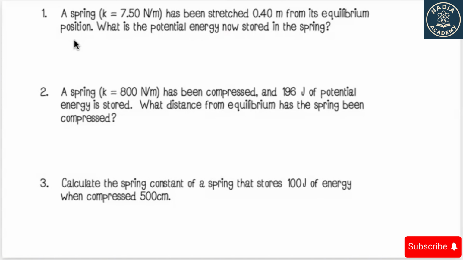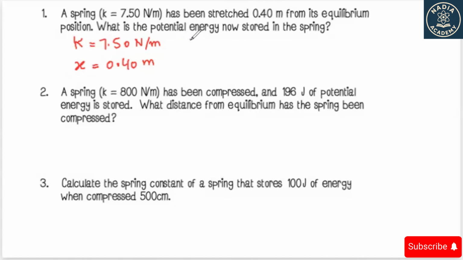So what we know is the spring constant k is equal to 7.50 newtons per meter. And we know the extension in the spring, let's call it x, is equal to 0.40 meters. And these numbers that are given also indicate that we need to answer up to 2 decimal points. And what do we need to calculate? We need to calculate the elastic potential energy stored in the spring.